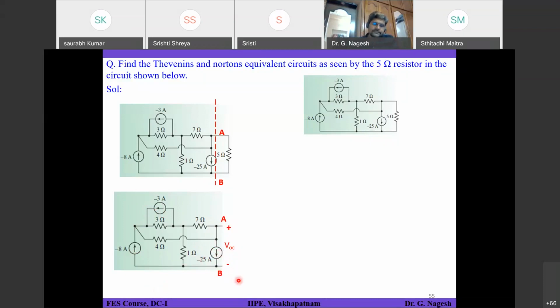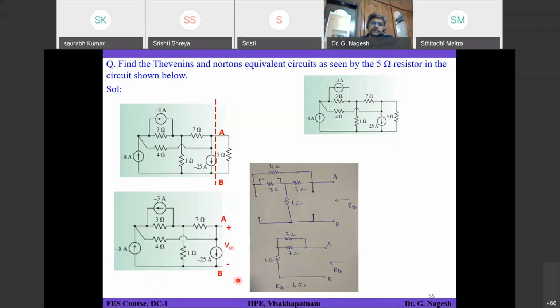Next you have to find out RTH for this circuit. How will you do that? To find out RTH, you have to open circuit all the current sources. If you see, there are 3 current sources. I have disconnected all the 3 and am trying to find out RTH from the terminals A and B. It will look in this fashion.